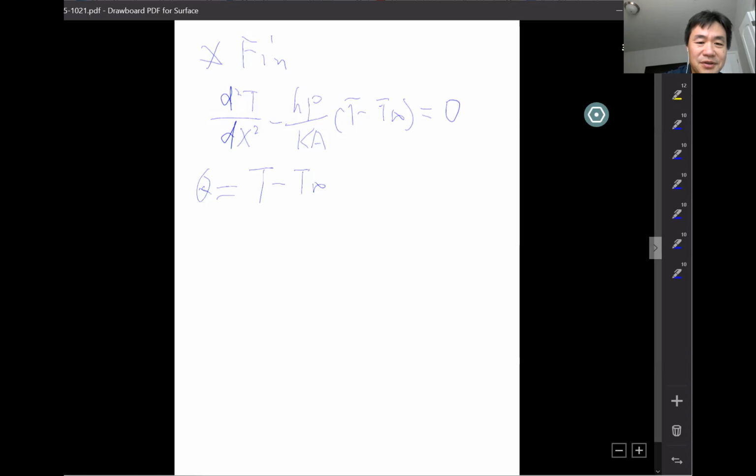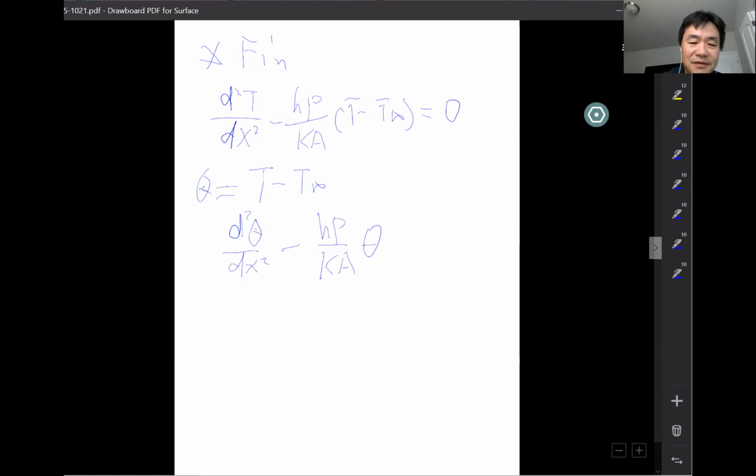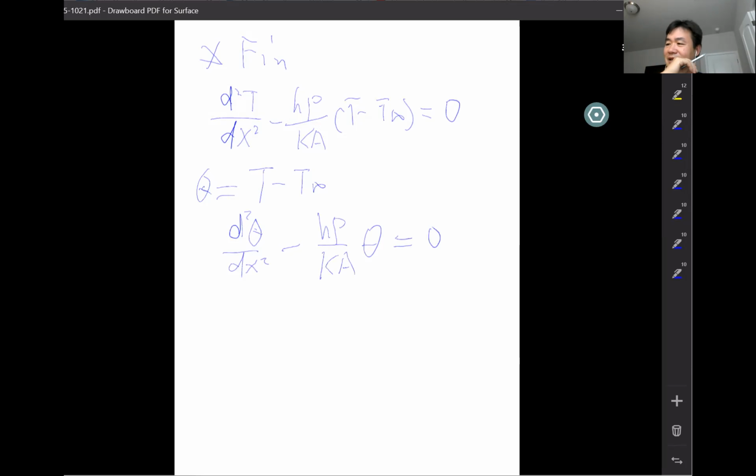So this general governing equation becomes d squared theta over dx squared. It doesn't change, since T infinity is a constant and when you take a derivative, it's gone. So the form is still the same: hP over kA are the coefficients, times theta. Instead of T minus T infinity, we have theta to replace it. It looks a little better equation-wise. That's the convention.